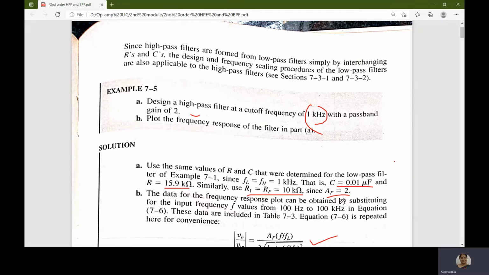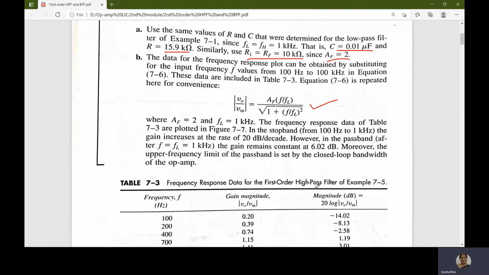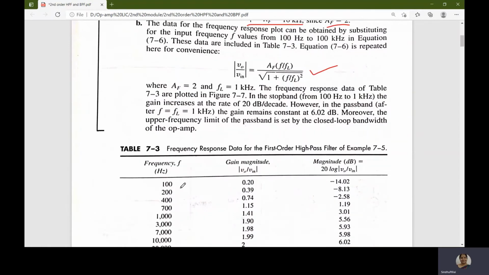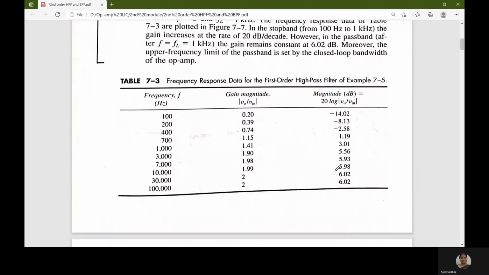Next, if you want to plot the frequency response, just go with the formula V0 by Vin is equal to AF into F by FL divided by root of 1 plus F by FL whole square. Substitute the values, you know AF, you know FL, and take F from 100 Hertz to nearly 100 kilohertz. You'll get the gain magnitude, find out the log of it and multiply it with 20 to get the value in decibels.